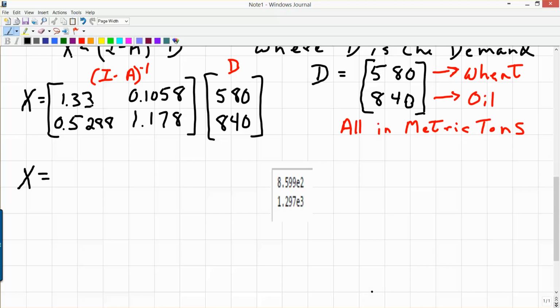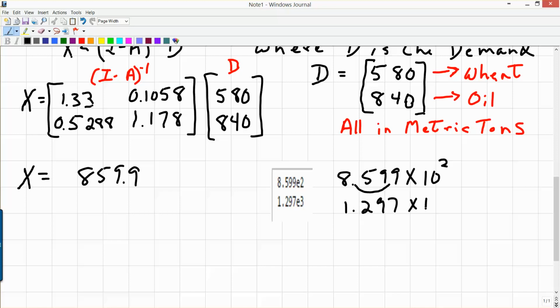So now we have 8.599 E2, which is going to be 8.599 times 10 squared. So we're going to move this 2 units over and we'll end up with 859.9, and this likewise will be 1.297 times 10 to the third power, and we'll move this 3 units to the right and we'll end up with 1297 for an answer. And that means that we're looking at roughly 860 tons of wheat and 1,297 metric tons of oil.